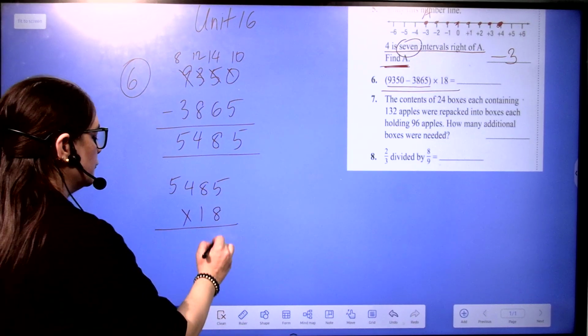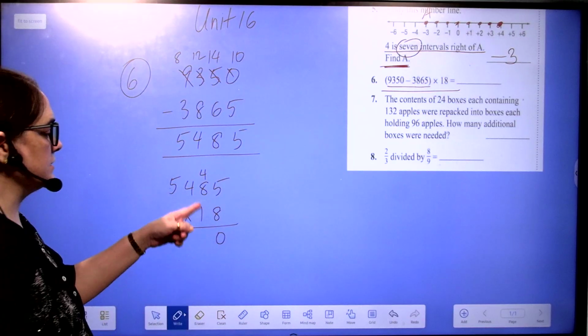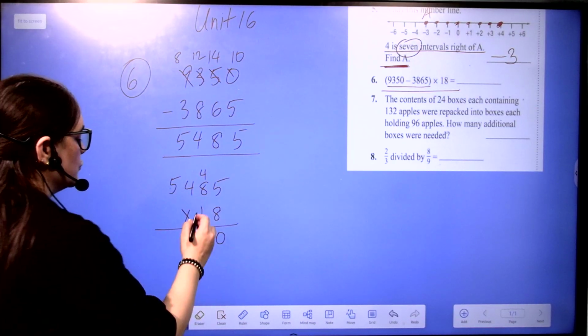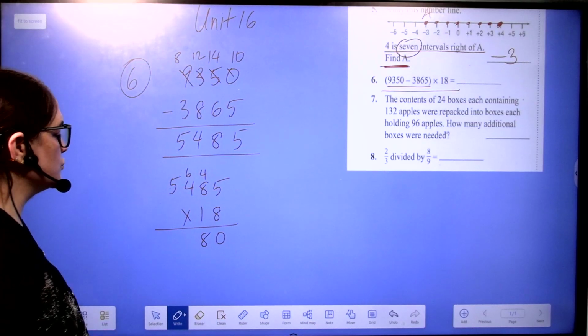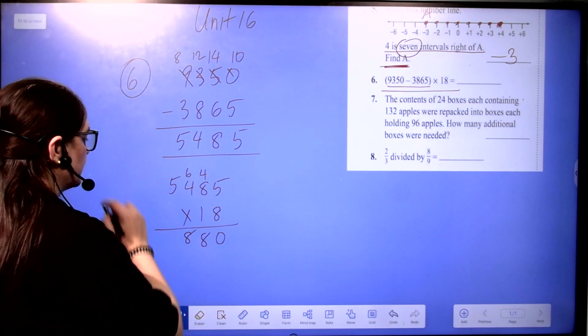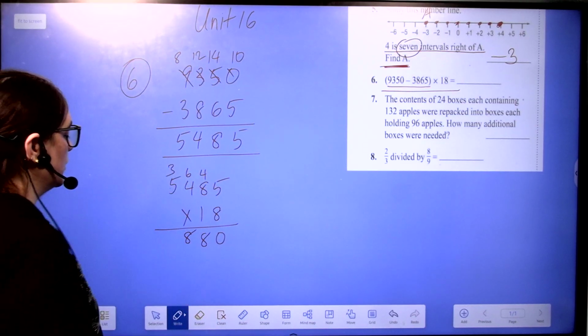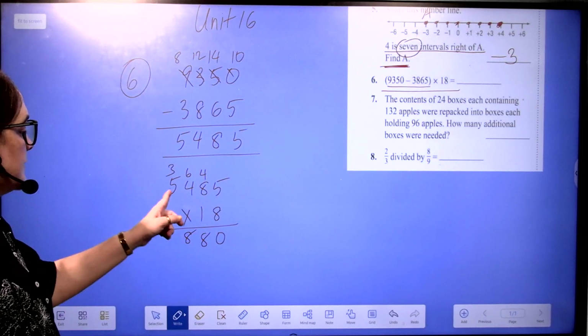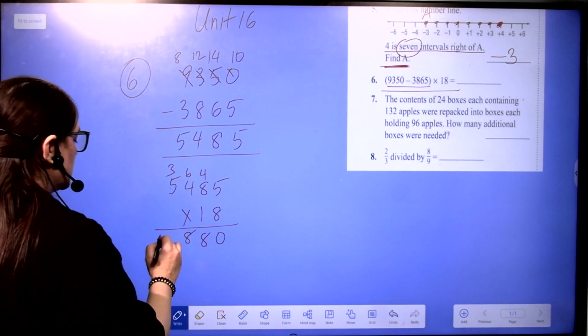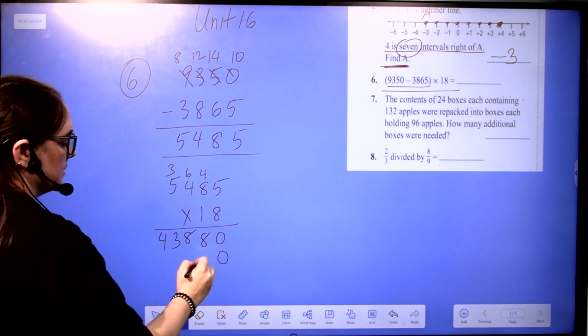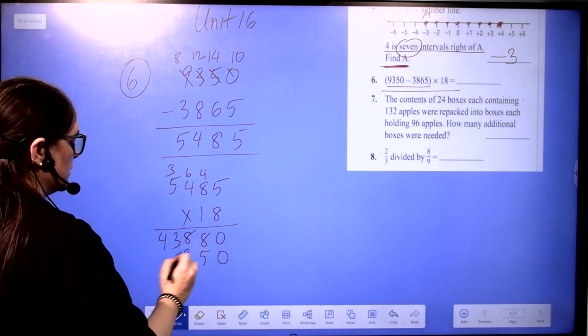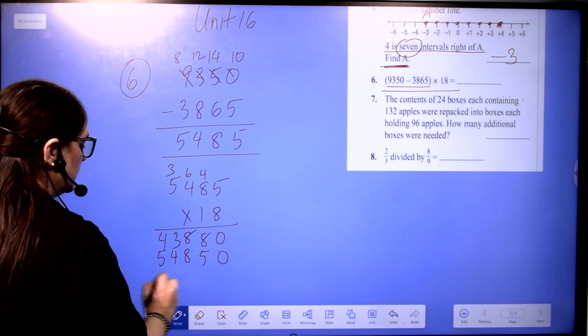8 times 5 is 40. 8 times 8 is 64, plus 4 is 68. 8 times 4 is 32. 32 plus 6 is 38. 8 times 5 is 40, plus 3, 43. Put a 0. 1 times anything is the same number, so it's just 5, 4, 8, 5.